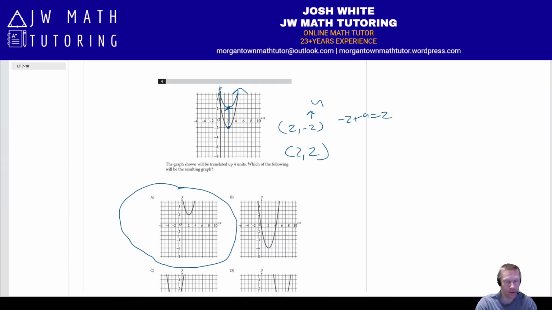But I think for a problem like this, that's unnecessary. It's too much work, because you're already given the graph. It's so much easier to just take it and shift it up 4 units. Not 2 units, I said 2 there, 4 units. And you see it's going to go straight up, and that's obviously going to be graph A.